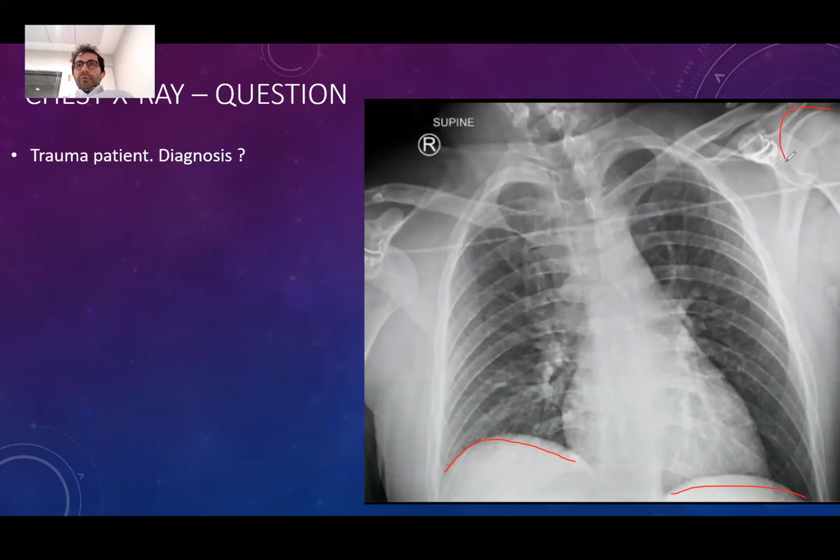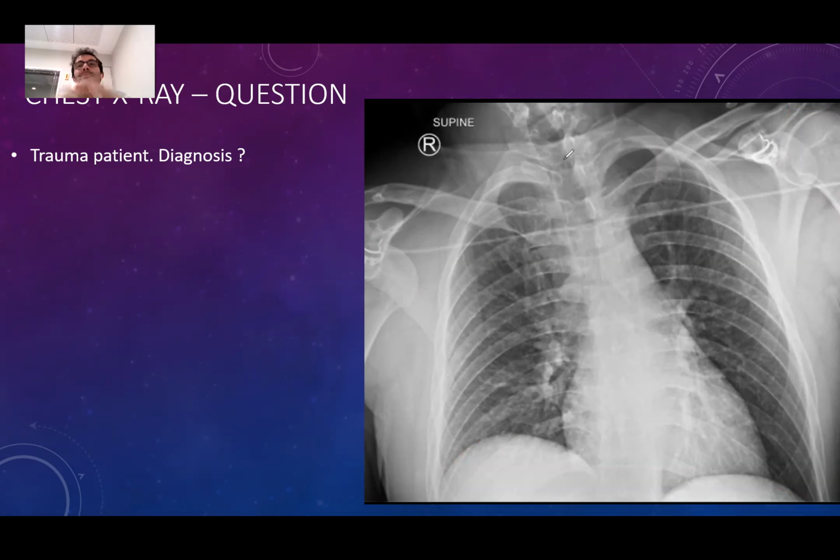Look at the humerus head here. This is the humeral head, right? And look at the humeral head here. Where is it? It is dislocated. There is humeral dislocation in this patient. It was a very difficult case. I put it as an example.